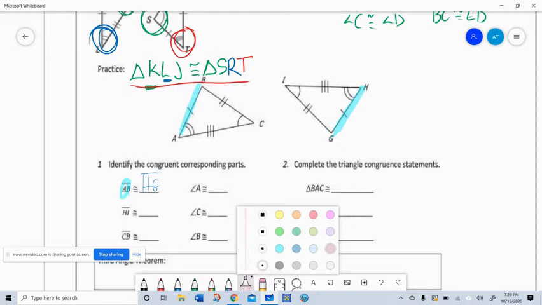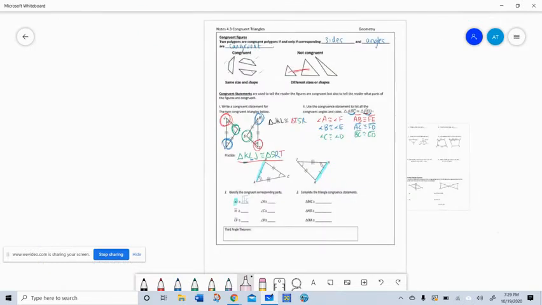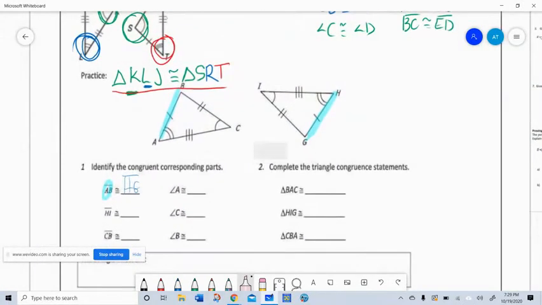So let's pick a different side. We've got HI now. So I'm going to highlight HI. That's this side that has 3 on it. And so obviously HI is going to be this other side that has 3 tick marks on it. We're going from H to I. So H has the 2 lines here. So I'm going to use A to C to show that those are congruent.